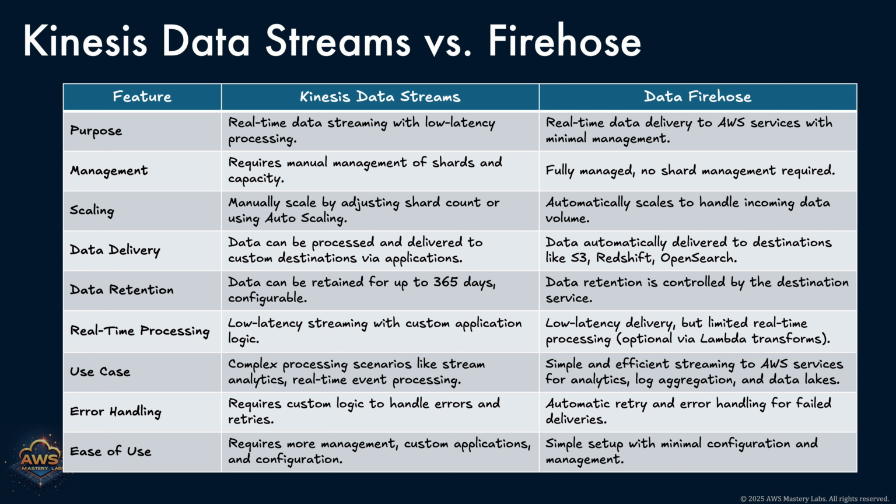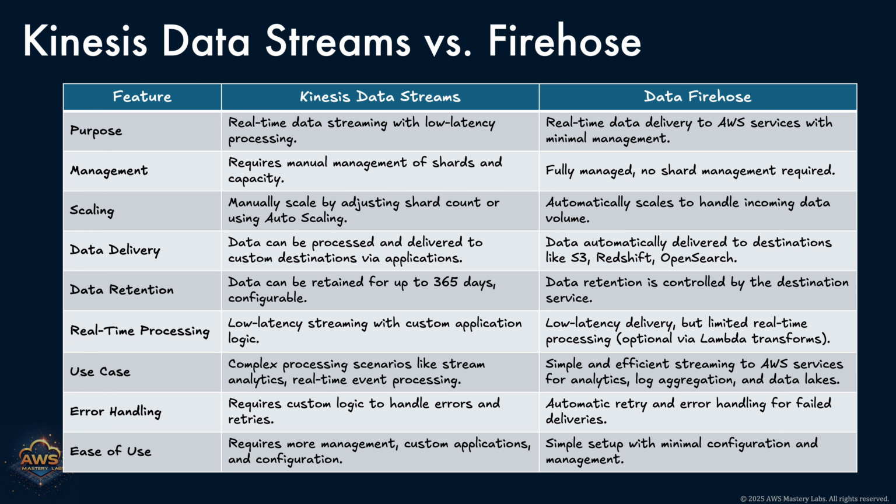Another key difference is in the area of data transformation. While Kinesis data streams requires you to build custom data processing applications using services like AWS Lambda or EC2, Data Firehose allows you to apply real-time transformations using Lambda without the need to set up complex applications. This means you can easily filter, enrich, and convert data formats, e.g., from JSON to Parquet, on the fly.